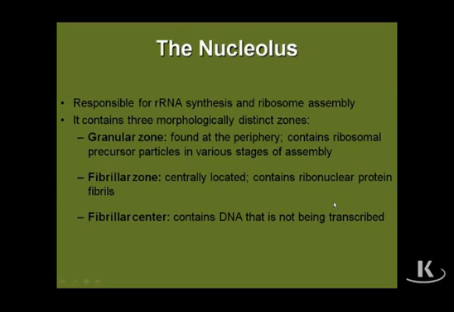Next, the nucleolus. We alluded to this earlier in the electron micrograph. It's responsible for ribosomal RNA synthesis and ribosomal assembly. There are a couple of morphologically distinct zones which can be identified in an electron micrograph. The active zones are the granular zone and the fibrillar zone, one of them found at the periphery, one more centrally located. But the fibrillar center, the actual central portion of the nucleolus, is the part which is inactive in that it contains DNA that's not being actively transcribed.